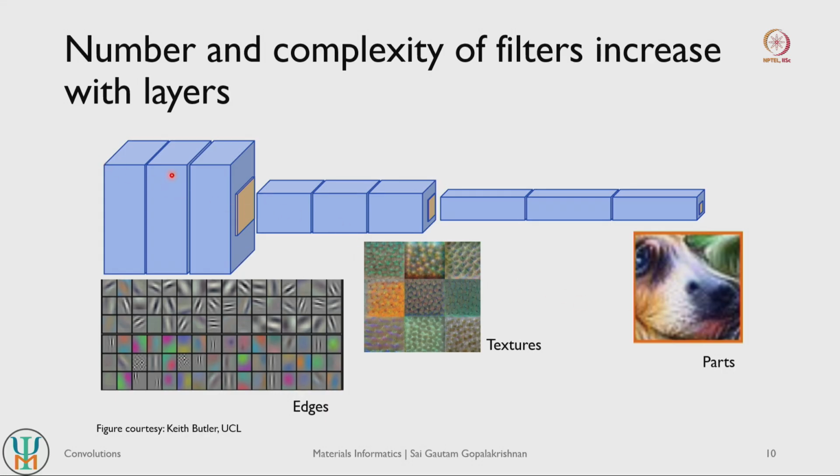The number of filters also increases with the convolutional layers. For example, the width of each block here indicates the number of filters you have. Initially you have fewer filters, here you have more filters, and here you have even more filters. One block refers to one convolutional layer or a collection of feature maps. So the final layers have a very large number of filters, the middle layer has a moderate amount, and this has a lower number of filters. So the number and complexity of filters keeps increasing with the number of layers.